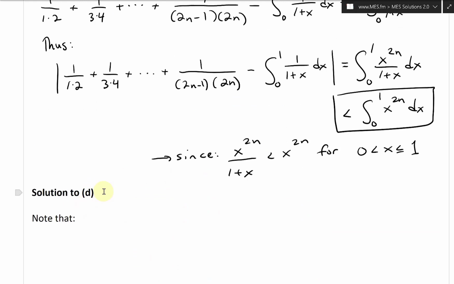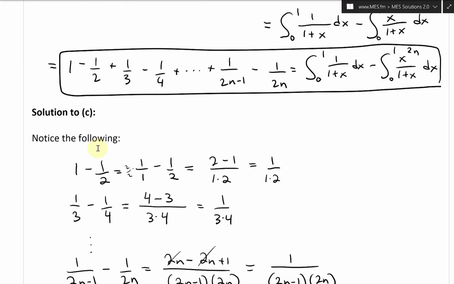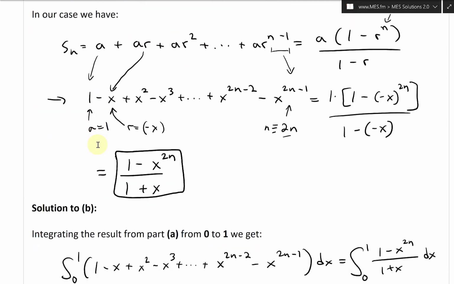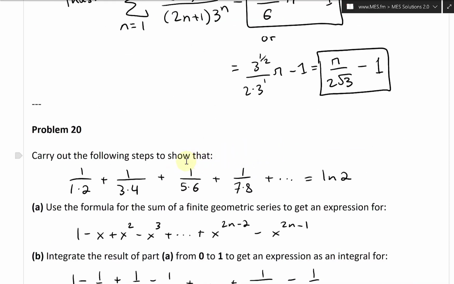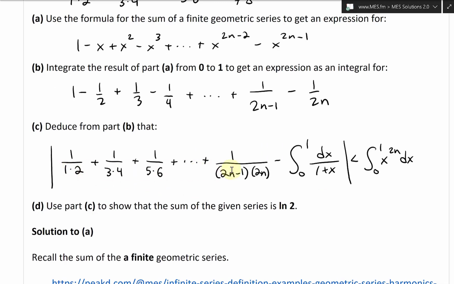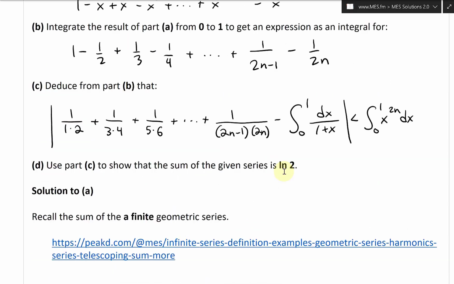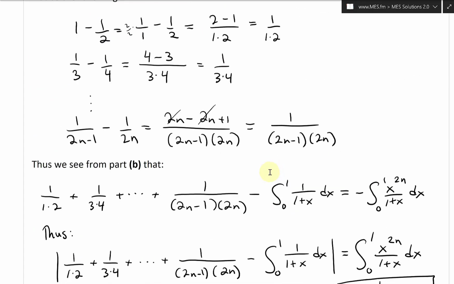Alright, so let's jump into the solution to part D. It says use part C to deduce that the sum of the given series, which is this right here, and that's going to be inside here, is equal to ln 2. So let's take a look at this.